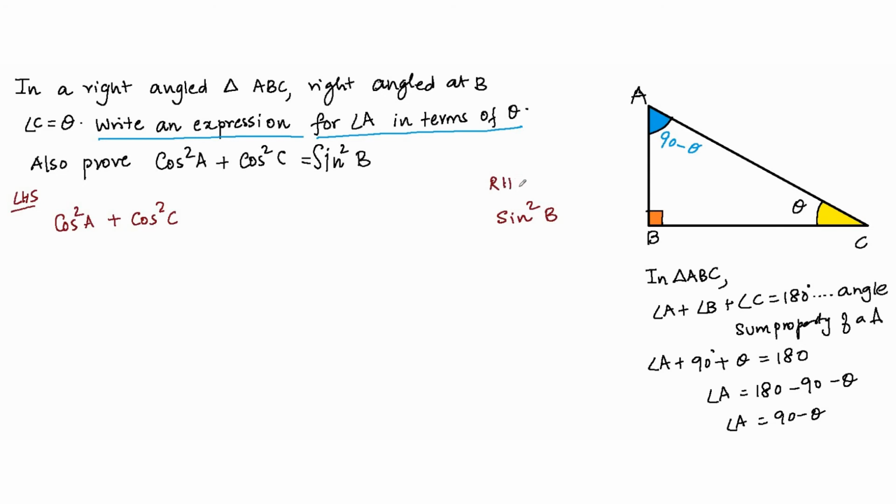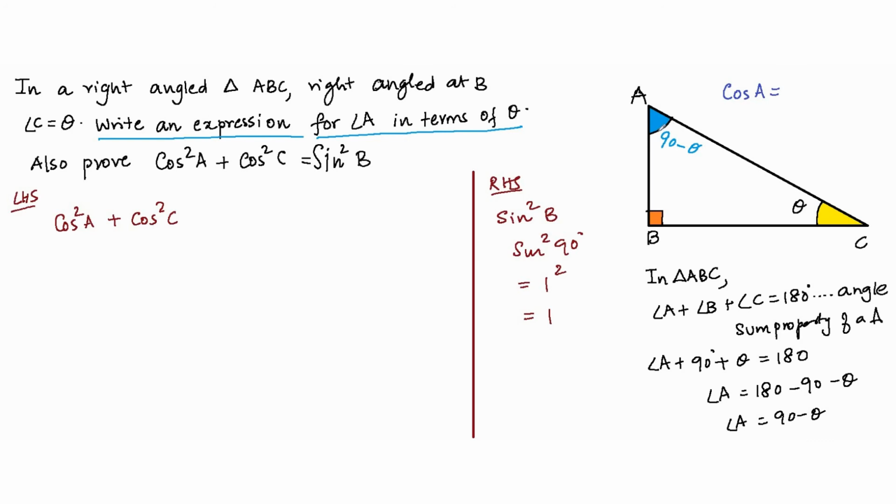So this is the RHS, and I know that angle B is 90, so this is sine square 90, and sine 90 is 1, so that's 1 square, and therefore the RHS is equal to 1. Let us now evaluate the LHS. So we have cos A. So what is cos A? From this particular figure, let us note down cos A.